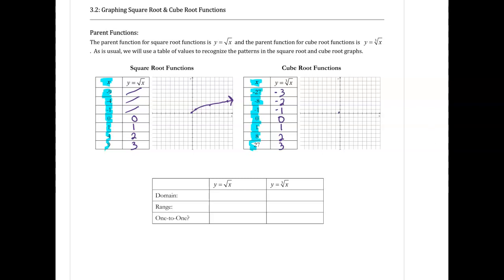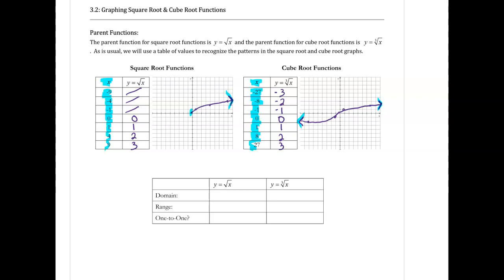And if I graph these real quick, 10, 9, 8, this is the shape of my cube root function. So the big thing to note between the two is that the square root function does have an arrow on one side, but a dot on the other side, whereas the cube root function does have arrows on both sides. So the reason why that's important is when we get into our domain and range.